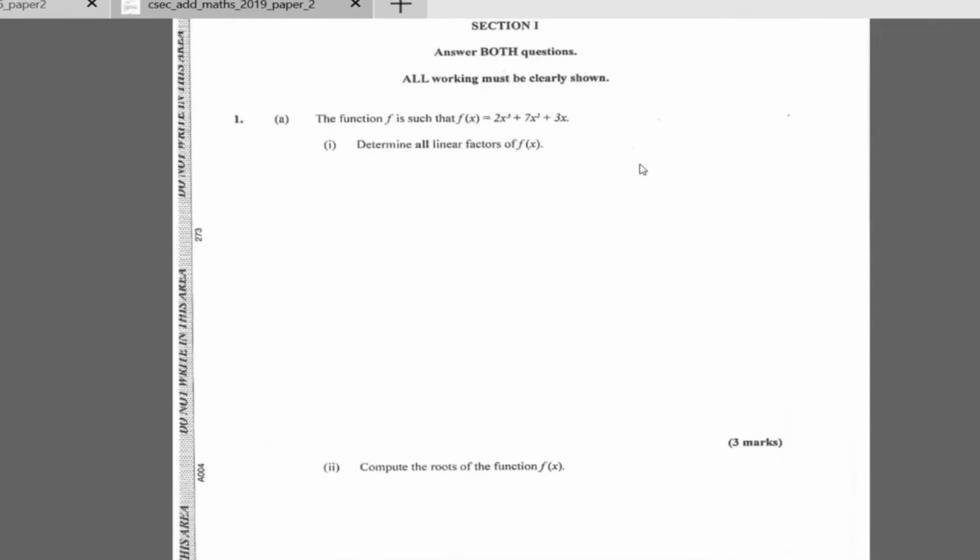Okay, let's go now. This question says the function f is such that f of x is 2x cubed plus 7x squared plus 3x. Determine all the linear factors of f of x. To determine all the linear factors, first and foremost, we can factorize it. If you factorize f of x right here, you would notice that you can factor out an x. If you factor out an x, you're left with 2x squared plus 7x plus 3.